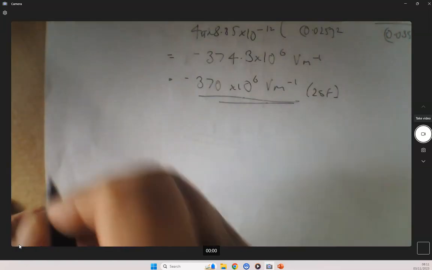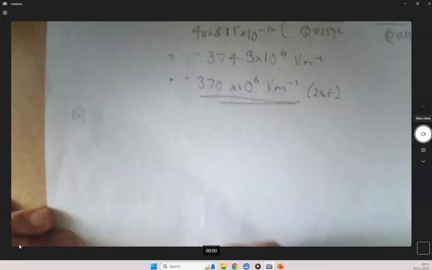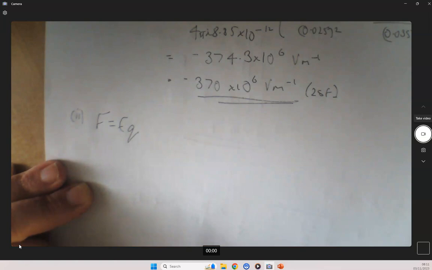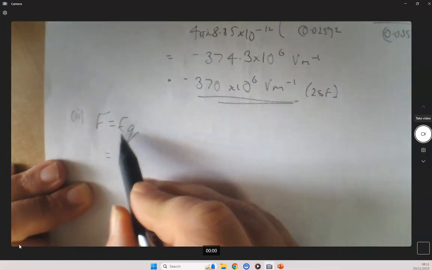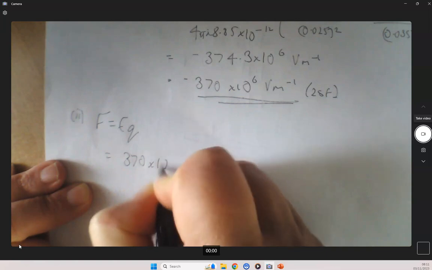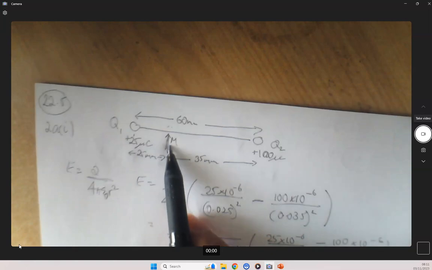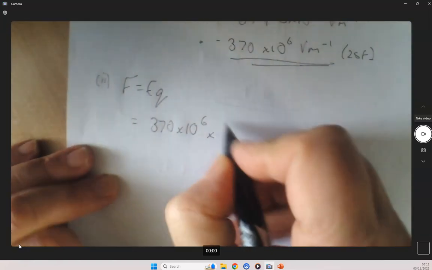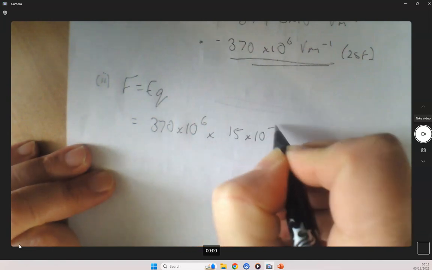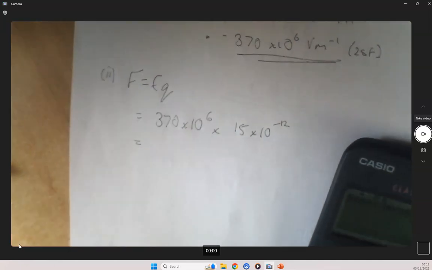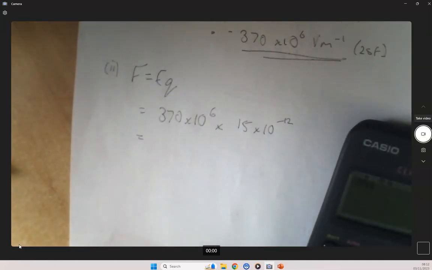So what we've got here then is part 2. We know the force on the charge is going to be field strength times the charge itself. So we know the electrical field strength we've then got is 370 times 10 to the 6. And we know the charge on M at this point was 15 picocoulombs. So I've got 15 times 10 to the minus 12 coulombs. Multiply those two together. Means we've got a force, or a magnitude of a force, 370 times 10 to the 6, multiplied by 15 times 10 to the minus 12.